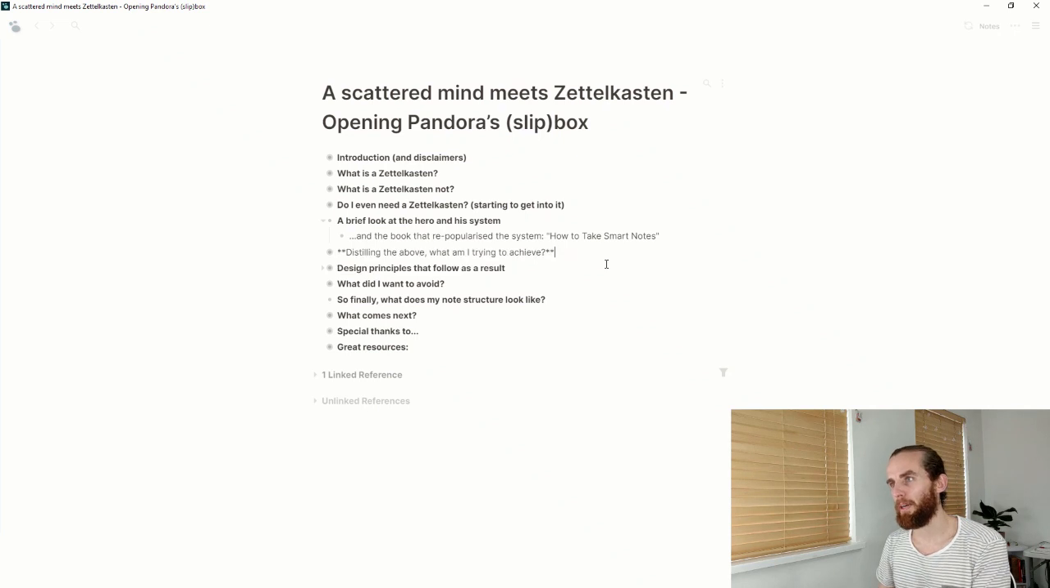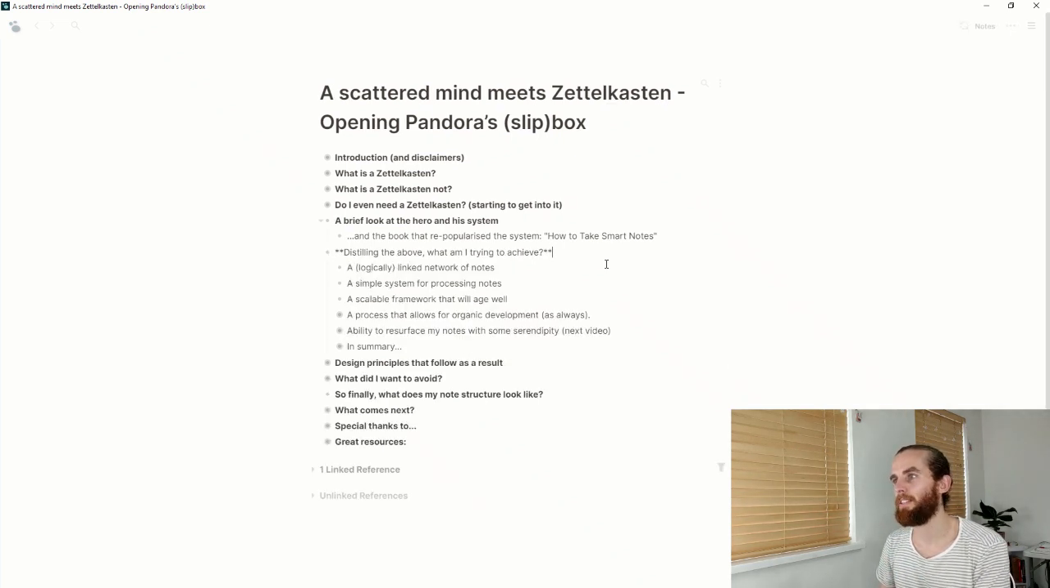And now the important question. If I try and distill all that I've just chatted about, what am I trying to achieve? And this is really like the building blocks of the system for me. So I want to build a linked network of nodes, but not just a linked network, a logically linked network. So there must be clear relationships between nodes. I also want to have a simple system for processing nodes or for developing nodes.